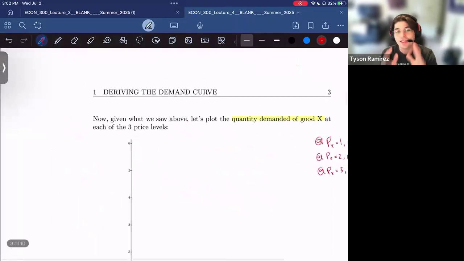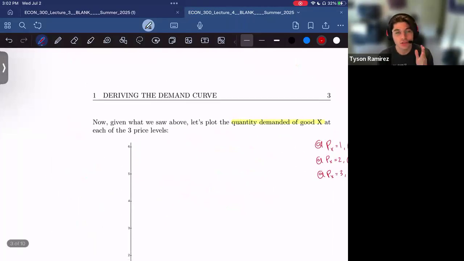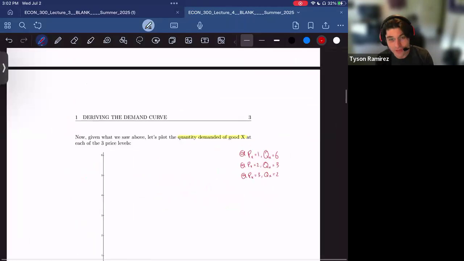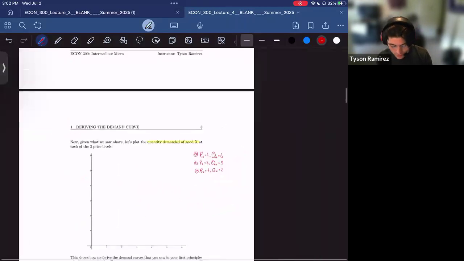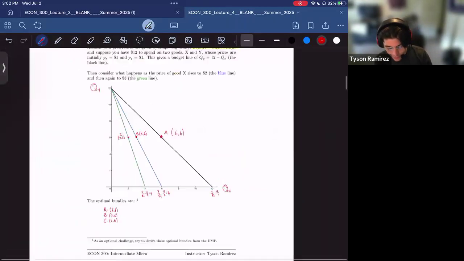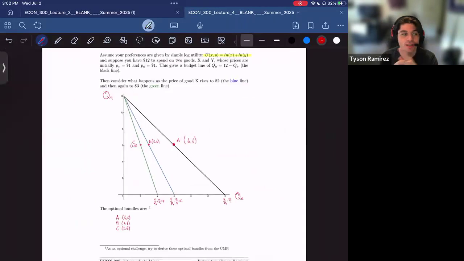So this is where we're going to make the connection to principles of economics, the very first micro class that you took. From the above, we had these very simple cases of budgets. $12 to spend, and we're only changing the price of good X. Using the stuff we saw in lecture 3, we can find these optimal demand bundles, points A, B, and C.